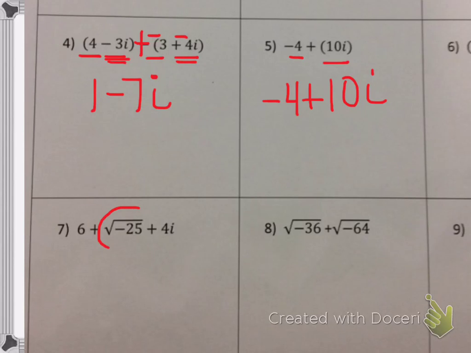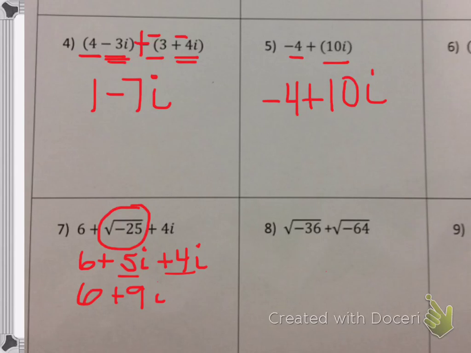Down here on number 7, we have this negative square root of 25. If you remember yesterday when we brought those out, that 25 would come out as 5, and the negative would be an i. So really we have 5 plus 4i here, and then that 6 out the front. So the 6 is going to stay there, and then we combine these like terms, which is really 9i, so 6 plus 9i.